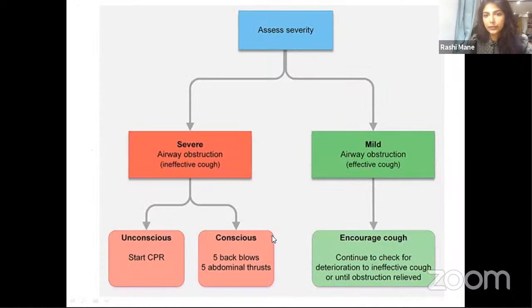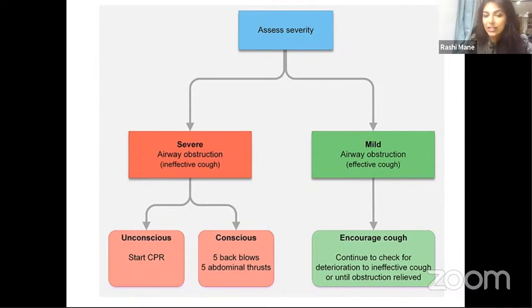So this is an algorithm usually used by our ALS manual. And this is how you would deal with a foreign body obstruction. So you want to assess the severity. If it's mild, meaning they're coughing and it seems like they're clearing it out, you just encourage them to cough, rub their back and get them to cough a bit more. If it's severe, in the sense that they're now turning blue in color, you need to realize, are they unconscious or conscious? If they're unconscious, straight onto CPR, because remember, chest compressions save lives.